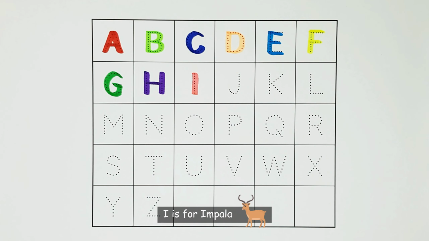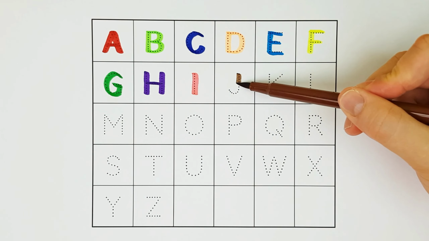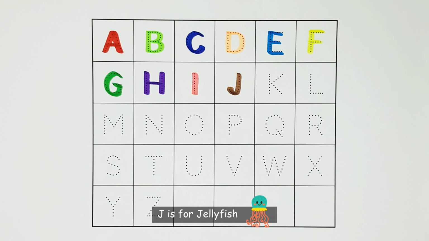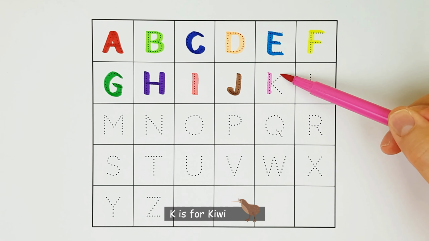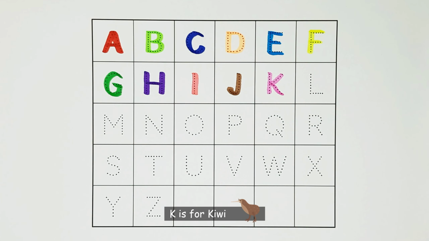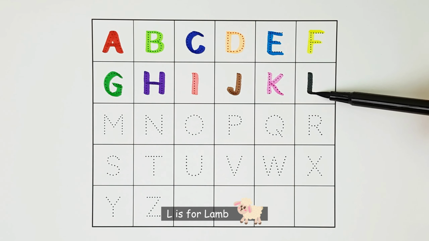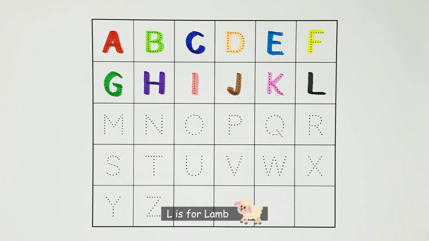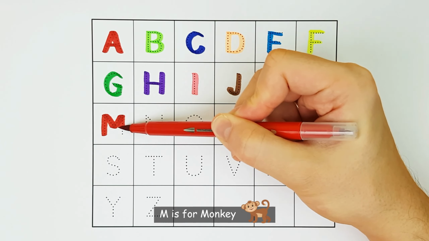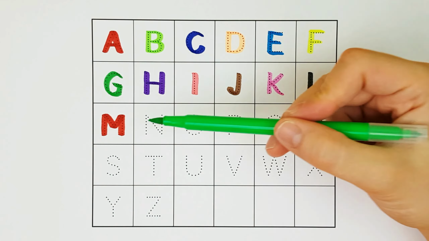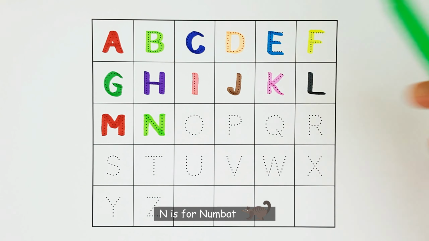I is for impala. J is for jellyfish. K is for kiwi. L is for lamb. M is for monkey. N is for numbat.